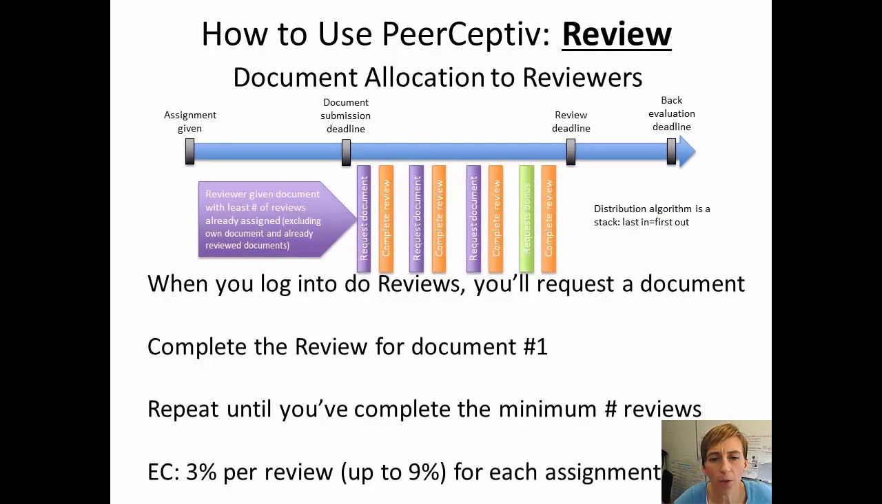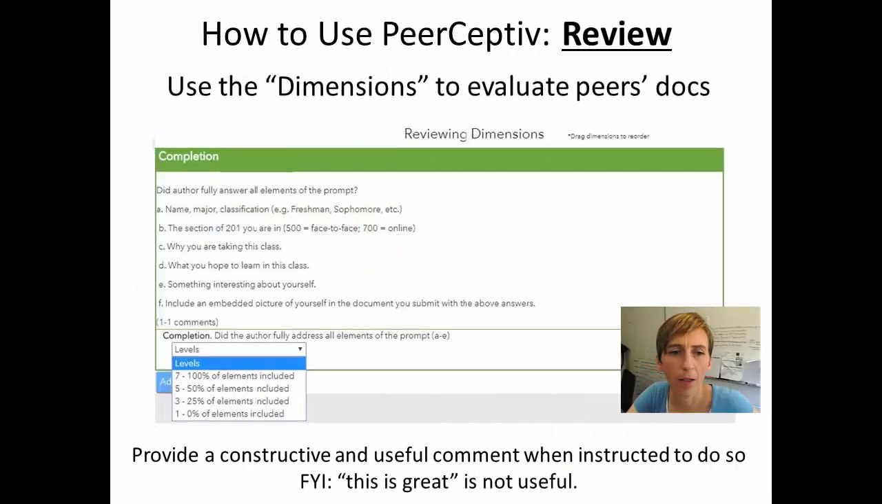When you log in to do reviews, you'll request a document. You'll get one document, complete the review for document number 1, and then repeat this process until you complete the minimum number of reviews. You can complete up to 3 extra reviews per assignment for extra credit. Each extra document you review is worth up to 3% extra credit for a maximum of up to 9% extra credit per assignment. This extra credit is automatically included in your assignment grade, which will be reported in eCampus. There is also a place in Peerceptiv where you can look at your grades for each assignment.